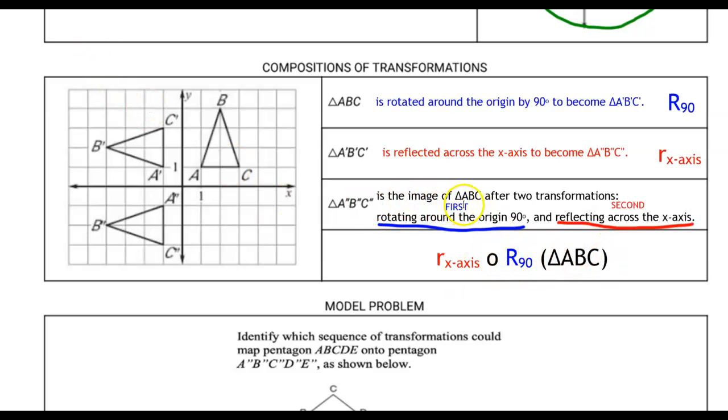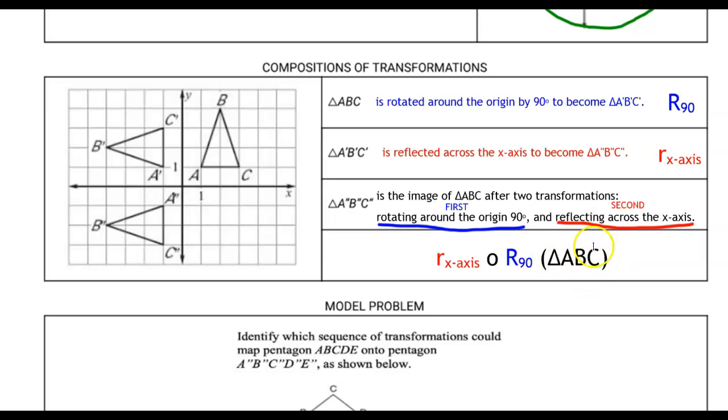Notice that the first transformation that's supposed to happen is rotating around the origin 90 degrees. The second one that's supposed to happen is reflecting across the x-axis. But the way that we write it out is like this. This is called composition of transformations notation, or simply transformations notation. Why do we write it like this? It's very simple. The order of operations goes like this.